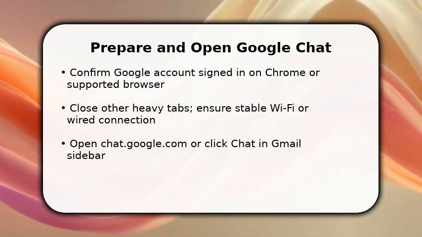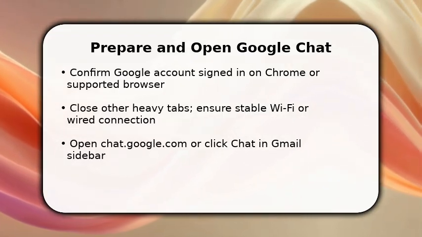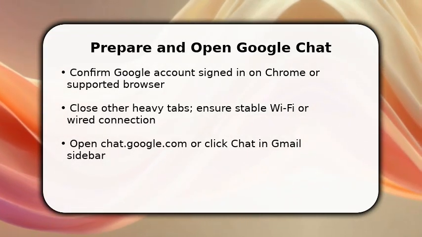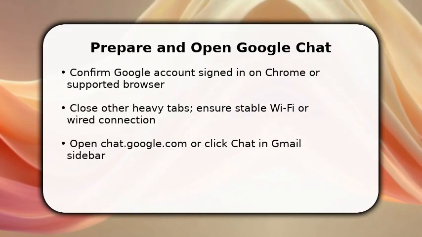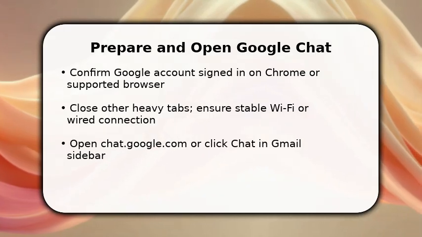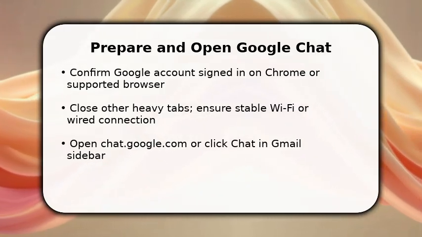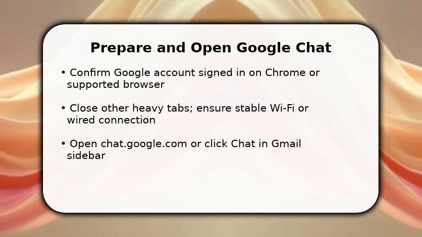Make sure your internet is stable. If you see a sign-in prompt, enter credentials and complete any two-step prompts. This gets you into the app environment. From here, you'll create or join conversations and adjust basic settings so everything flows smoothly.